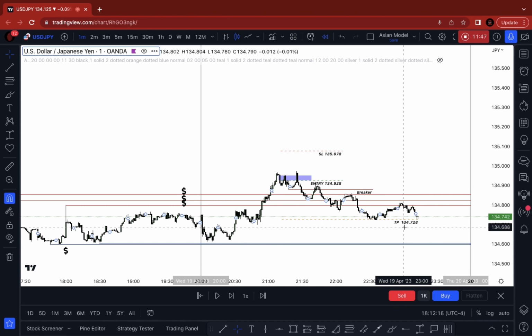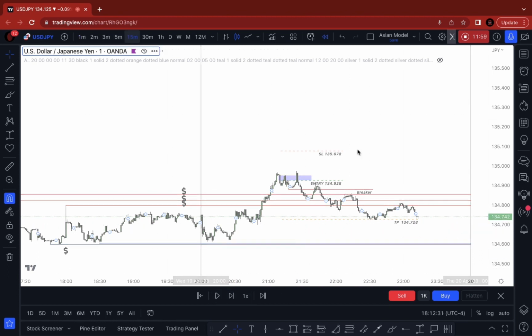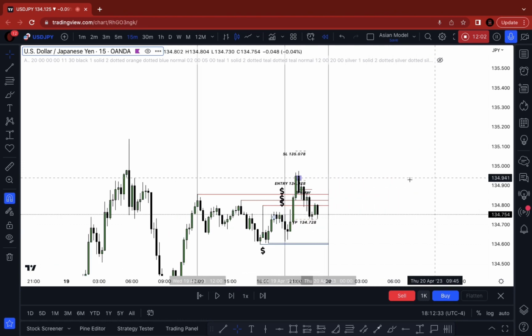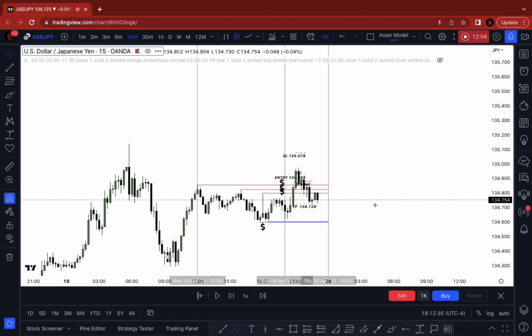No bias either. It's not like I was sitting here wondering, was UJ going up today or going down today? What is it going to do tomorrow? I'm not doing that when it comes to the Asian session model. No bias is involved. If we continue playing this out on the 15-minute chart, you can see the entries up here where that box is. You also have the breaker.